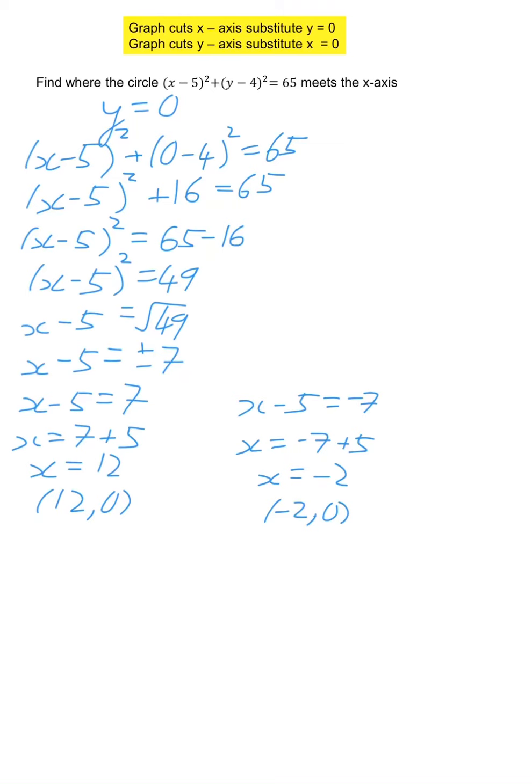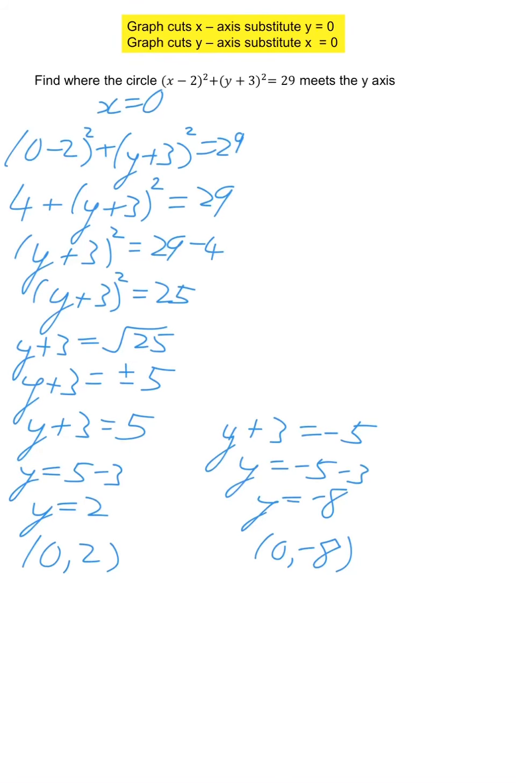Okay, let's try one other one. So here, find where the circle (x − 2)² + (y − 3)² = 29 meets the y-axis. Again, if you want to pause and try this yourself, press play when you want to see the solution. Okay, so if you try this yourself and you substitute x equals 0, your final answer should be (0, 2) and (0, −8).